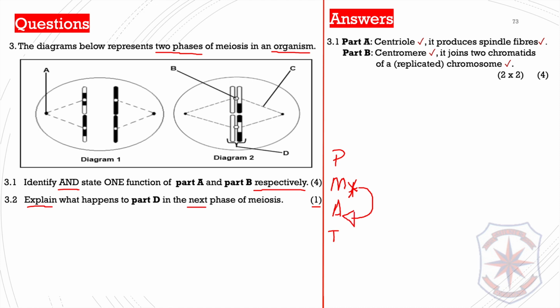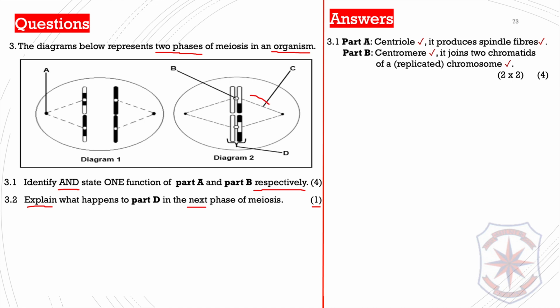So what the question is requiring us to do is to explain what particularly happens to the replicated chromosome structure D during anaphase 2. Okay? So the answer to that is... Okay, before we look at the answer, what happens during anaphase 2? The spindle fibers will contract. Okay? So remember, we said that the word contract means pull.